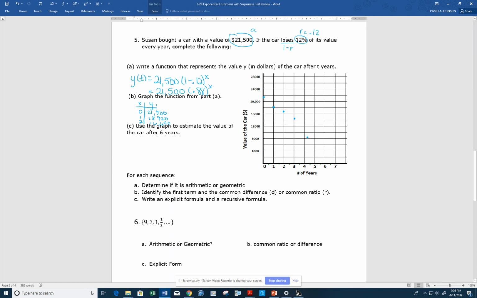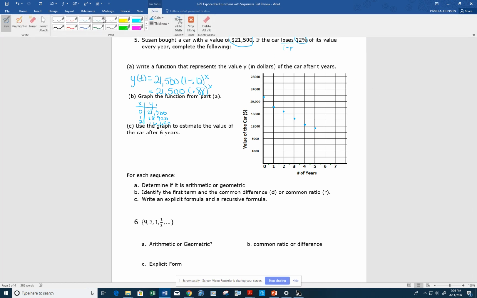After 4 years, it's 12,893. And 5 years is 11,000. So let's see, there's 10, 11, it's halfway. 340, so a little more than halfway. Okay. This isn't perfect, but it's there.